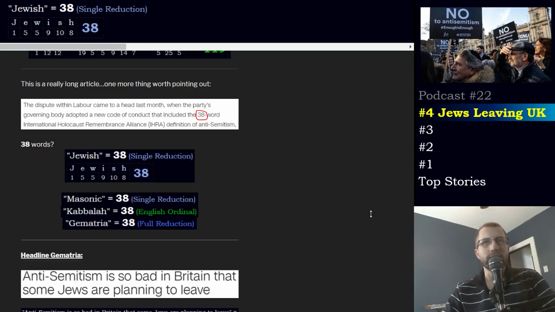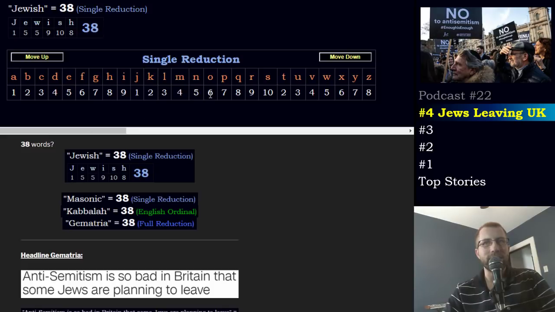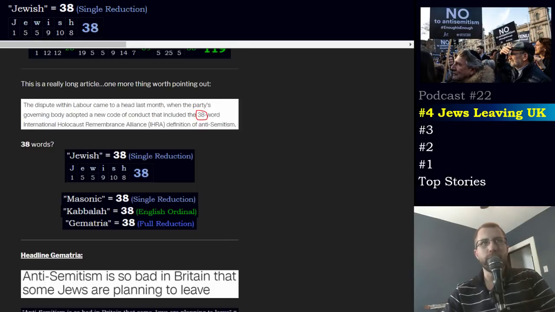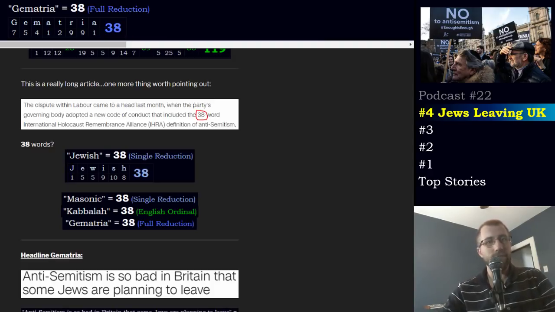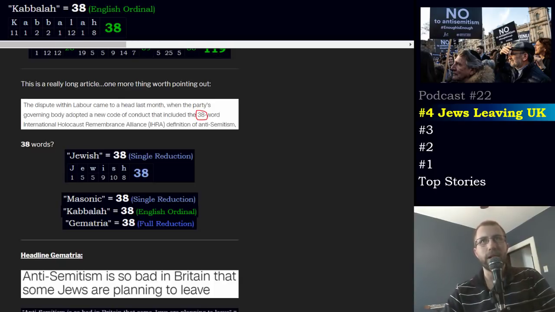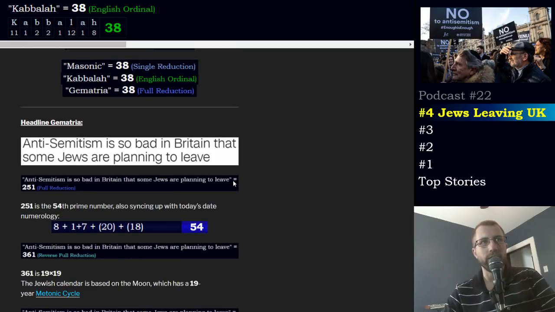This method here, this is called single reduction. The only difference between single and full reduction is the S. S is the 19th letter. 1 plus 9 equals 10. So in single reduction, we just stop there. In full reduction, you add 1 plus 0 equals 1. The number 38, significant. What I'm teaching here, in fact, the language of gematria, this has a gematria value of 38. Gematria is rooted in the study of the Kabbalah. Kabbalah summing to 38 ordinal.